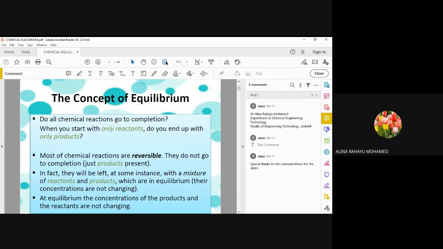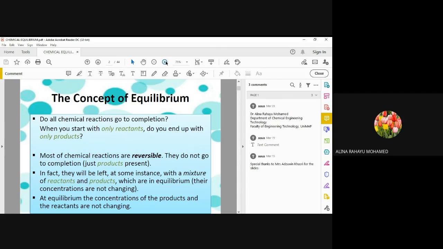Do all chemical reactions go to completion? Is a question. So when you start with only reactants, do you end up with only products? If you start any chemical reaction, at the end of the day, do you have all the products, or do you have a mixture of the reactants and the products?